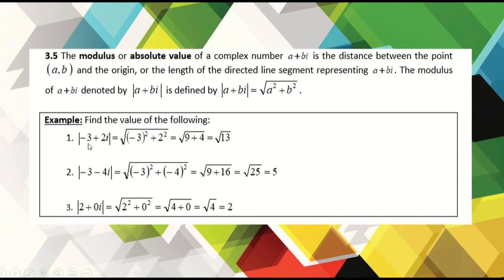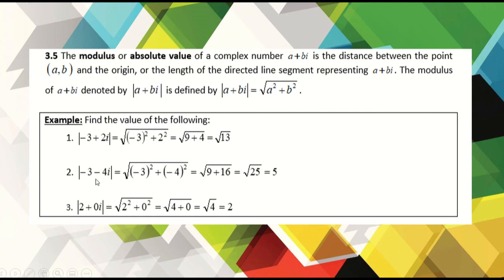So examples, find the value of the following. Given the absolute value of negative 3 plus 2i, we just have to take the square root of negative 3 squared plus 2 squared. So negative 3 squared is 9 and 2 squared is 4. So we add that. That is square root of 13.